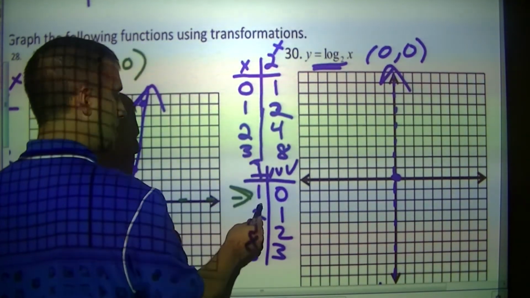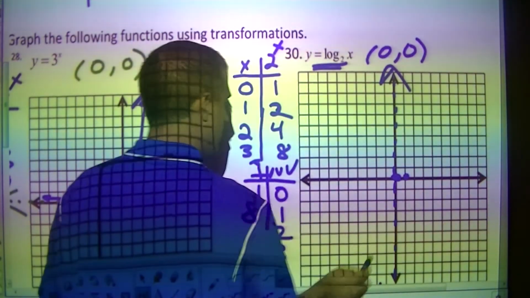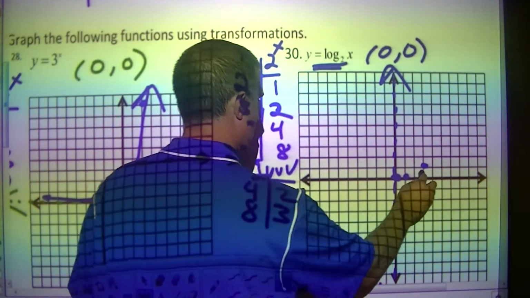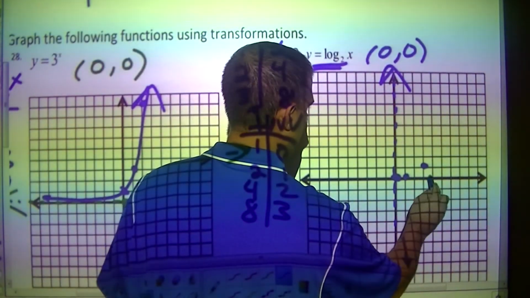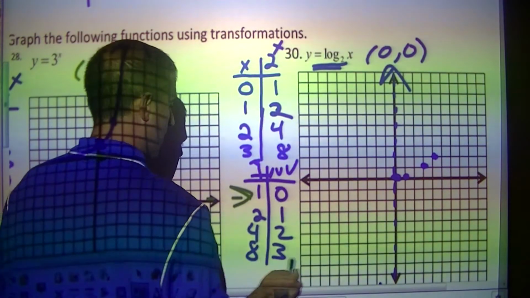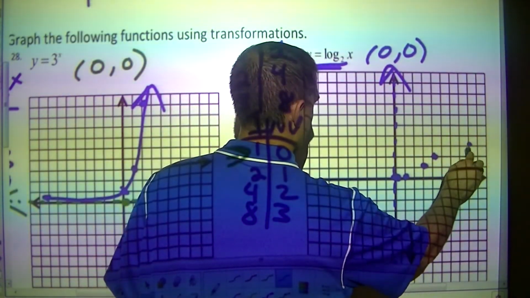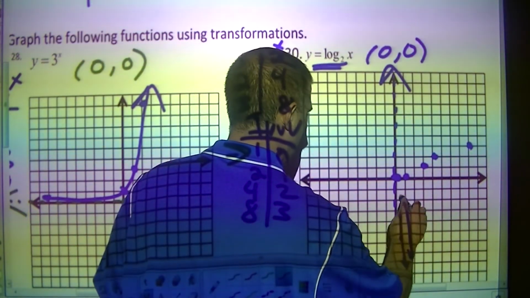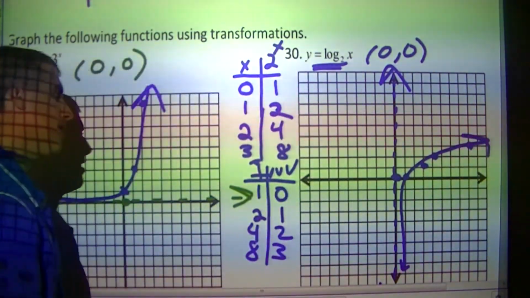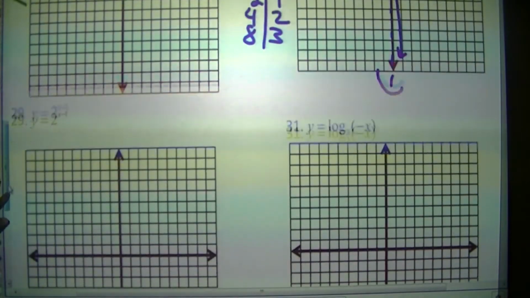So from this point, I'm going 1 right, 0, 2 right, 1, 4 right, 2, 8 right, 3. And what happens is it approaches the asymptote and goes through that. All right, moving on to this one.